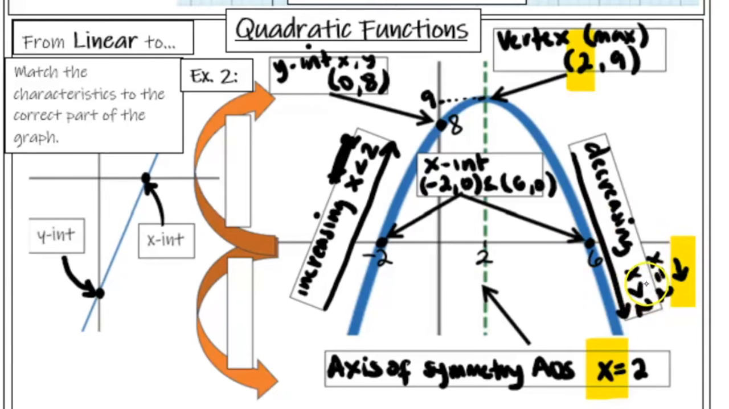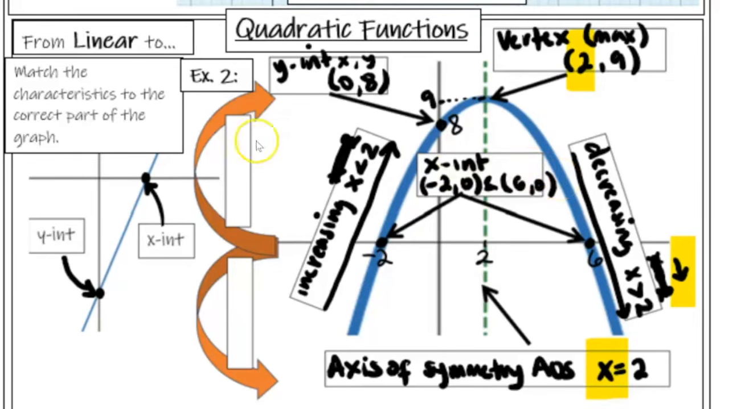Now, we do not include equals to, and the reason we don't include that is because here it's neither increasing or decreasing. At this point here, it's changing from increasing to now decreasing. So you don't include those two. So again, when you're talking about increasing and decreasing, write down the axis of symmetry, right? And then ask yourself, is it to the left of it or is it to the right of it?